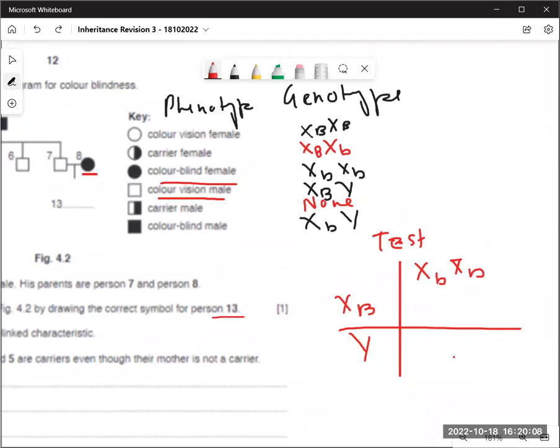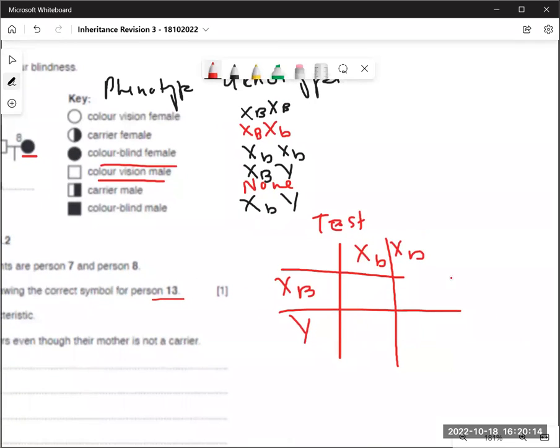So now all we have to do is try and guess the outcome. Let's do a cross here, a test cross, and tell me the products quick. X capital B, X small b. Then X capital B, then X small b. Okay, other one. Y.